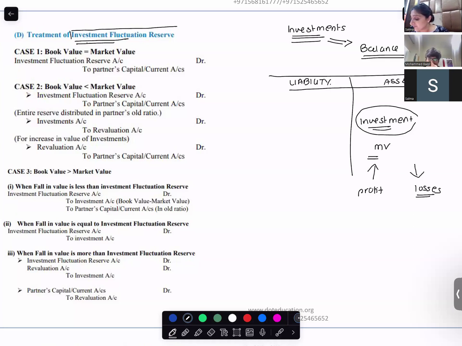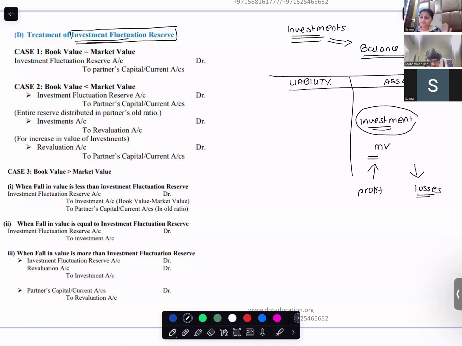Investment fluctuation reserve. So when the value of the investments is changing, there is a reserve that is created, which is called the investment fluctuation reserve. If the value of investments is falling, you will reduce the value of investments and you will also reduce your investment fluctuation reserve. Are you with me?